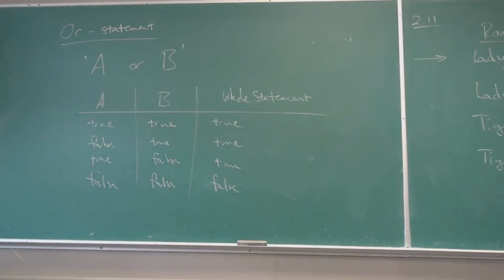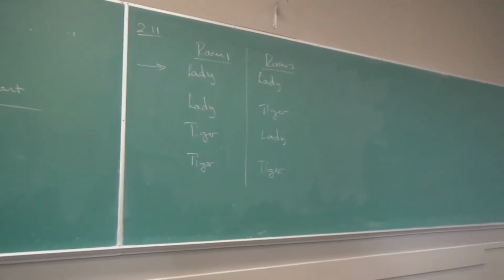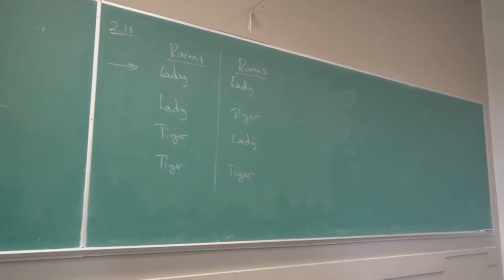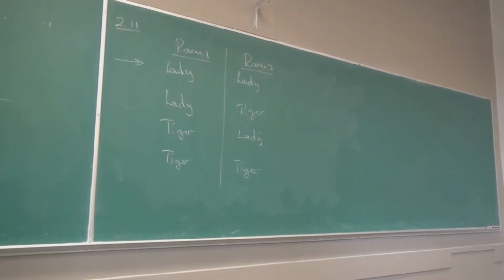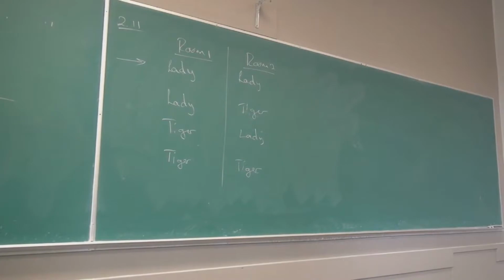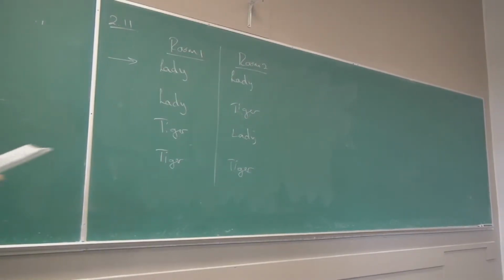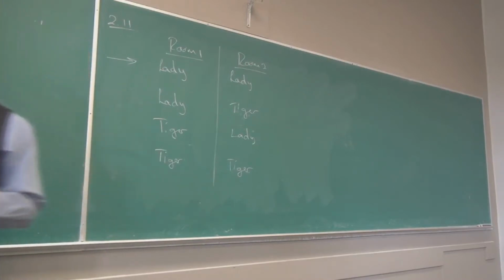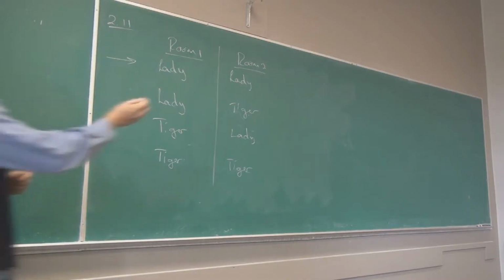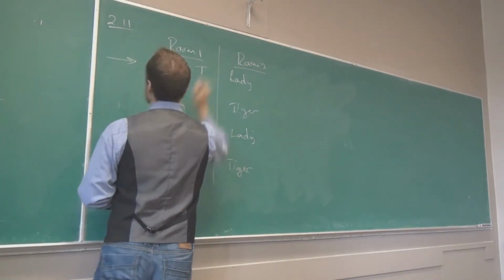That one might be a little more confusing, but it comes up in this 2.11, so we have to be able to deal with it. Now I go back to my example. Lady, lady is what I consider. And door 1 says, a tiger is in this room or a lady is in the other room. With my knowledge of "or" statements, is that true or false? True, as long as I have one of them and I have the second piece. So it's true.